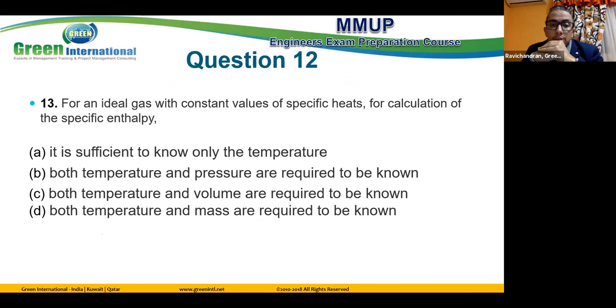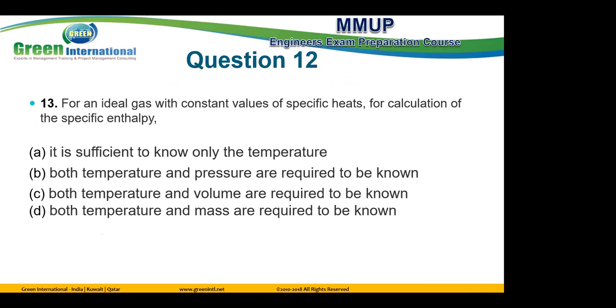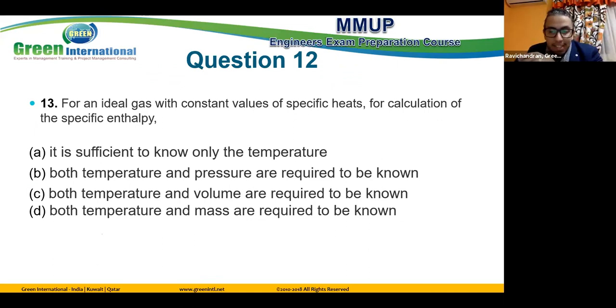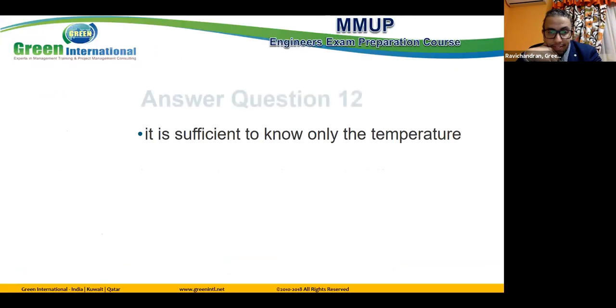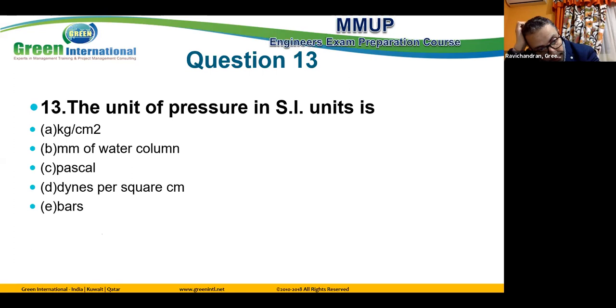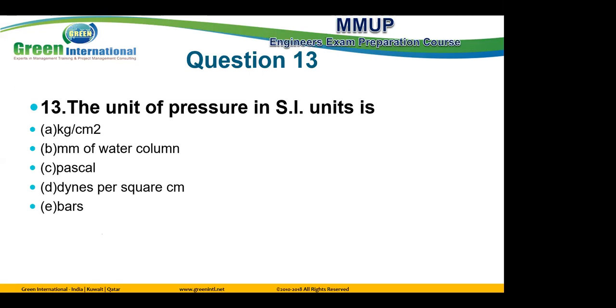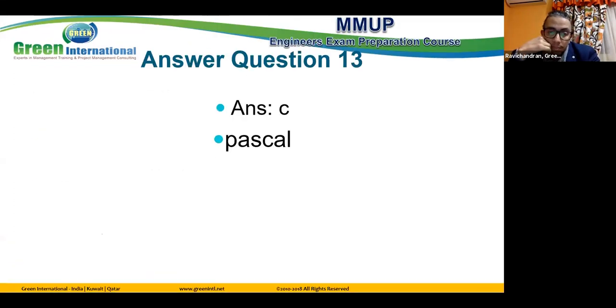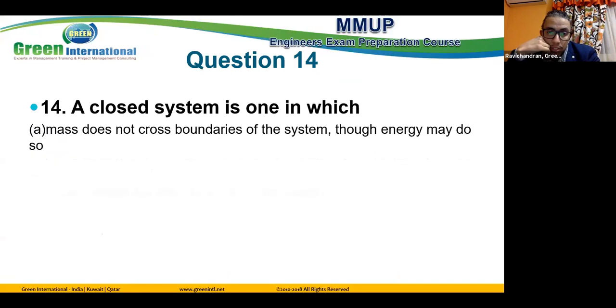For an ideal gas with constant specific heat, the calculation of specific enthalpy depends on: only temperature, A. Exactly. What is the unit of pressure? Pascal. Pascal for SI, correct.